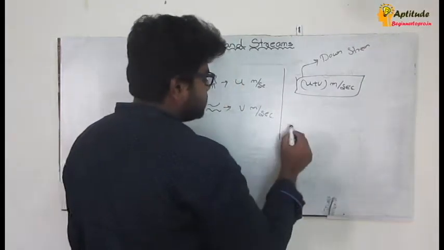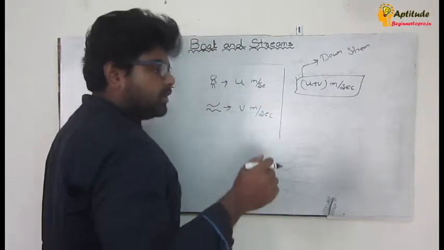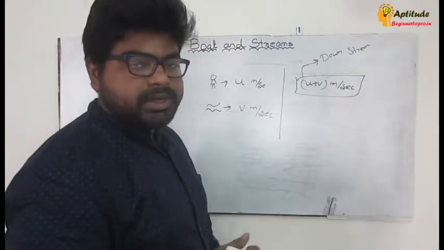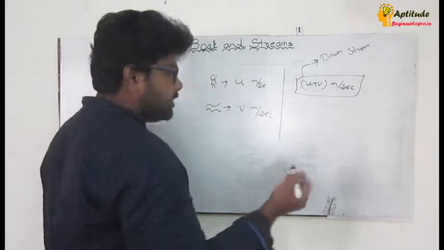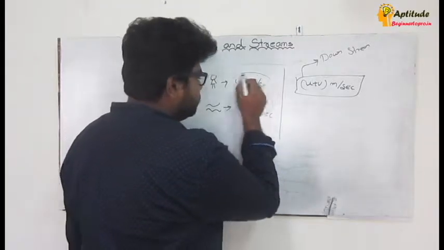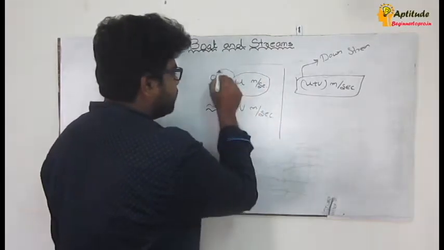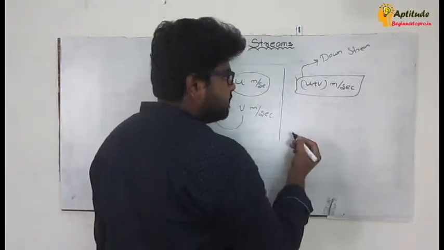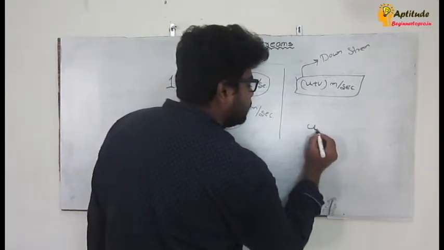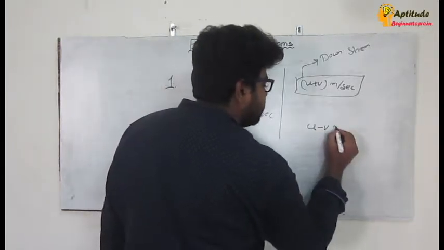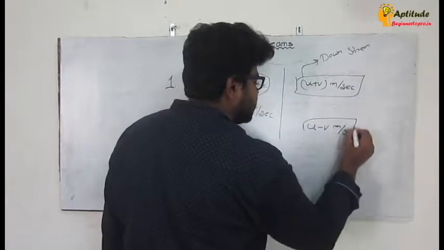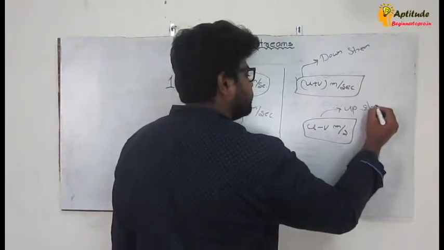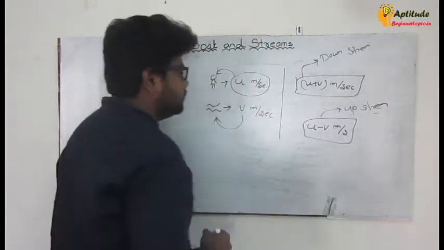If the person is moving in the opposite direction of the stream, that is upstream, then the relative speed will be: u is the speed of the man, v is the speed of the stream. So the relative velocity for upstream will be u minus v meter per second. This is for upstream.